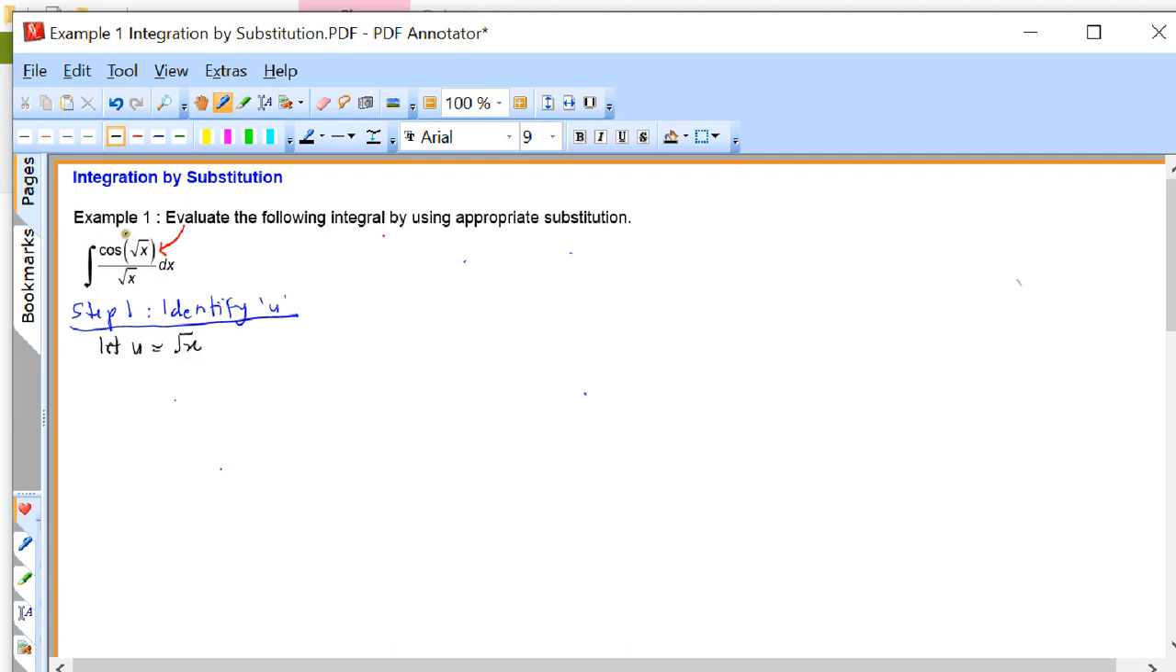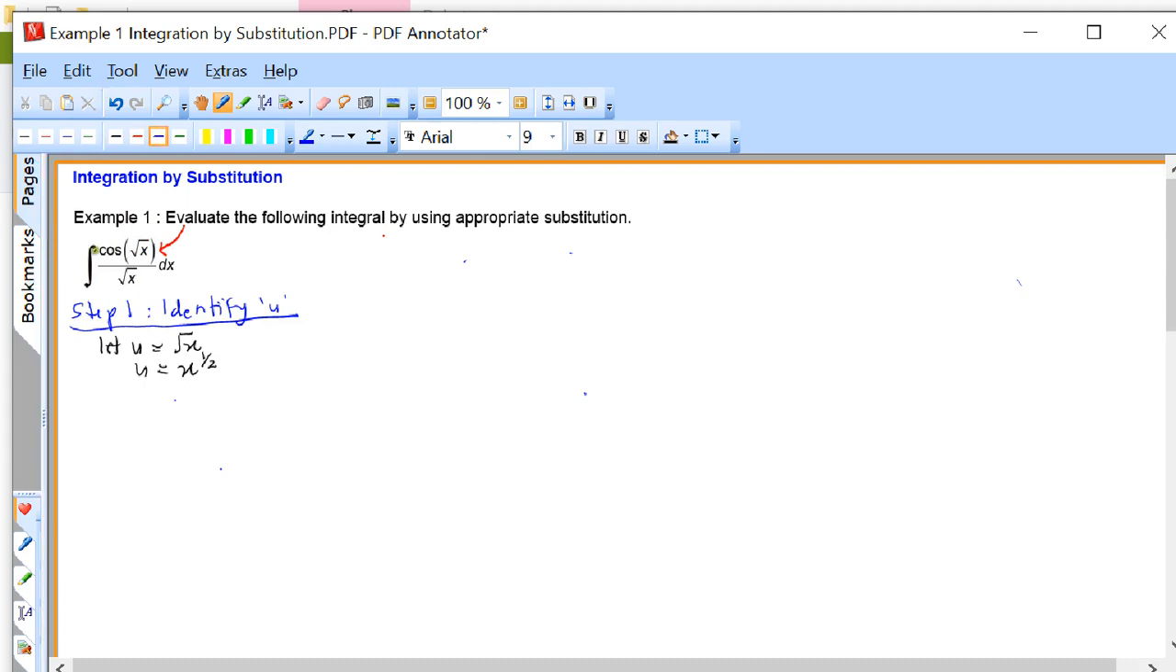Instead of writing u equals square root of x, we can write u equals x to the power of half. Why did I change the square root of x to x to the power of half? Because after this you're going to differentiate the function. Okay, now then we move on.